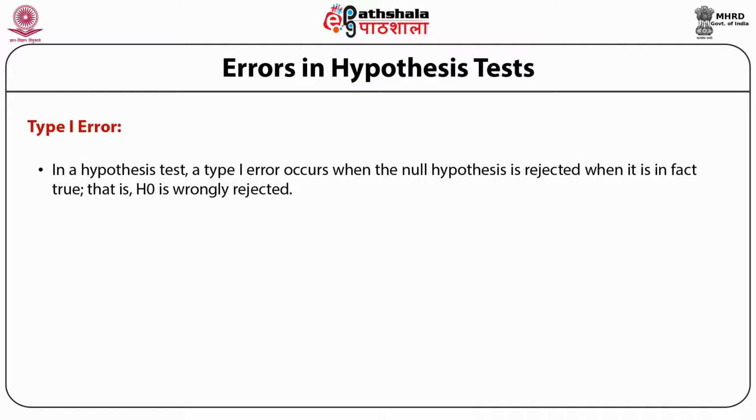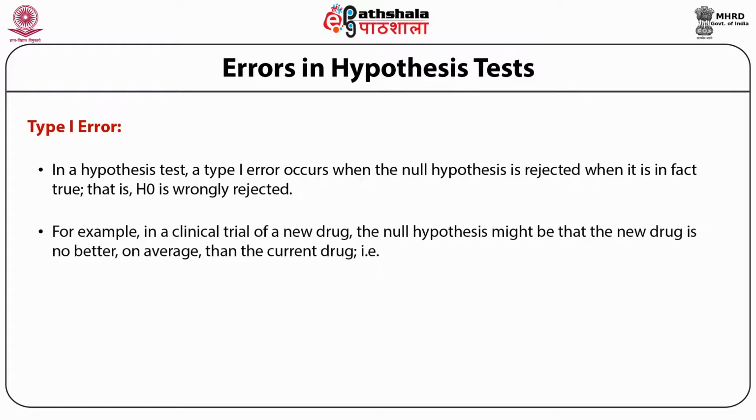A type 1 error occurs when the null hypothesis is rejected, but it is in fact true, that is, H0 is wrongly rejected. The assumption was correct, but you have wrongly rejected the basic or null hypothesis. For example, in a clinical trial of a new drug, the null hypothesis might be that the new drug is no better on average than the current drug, and you reject that null hypothesis wrongly.